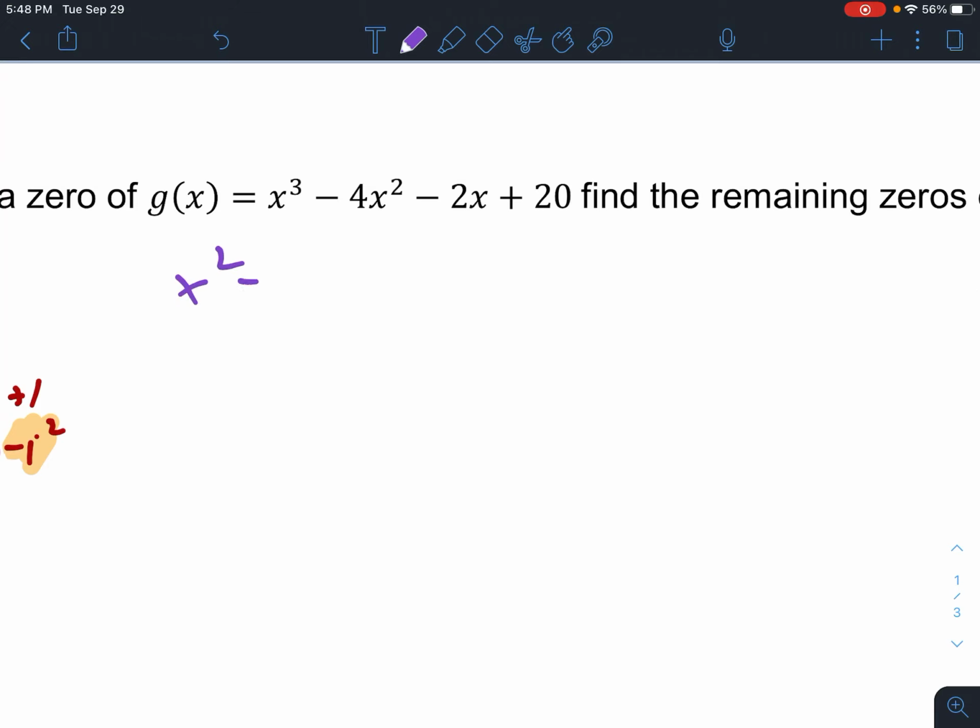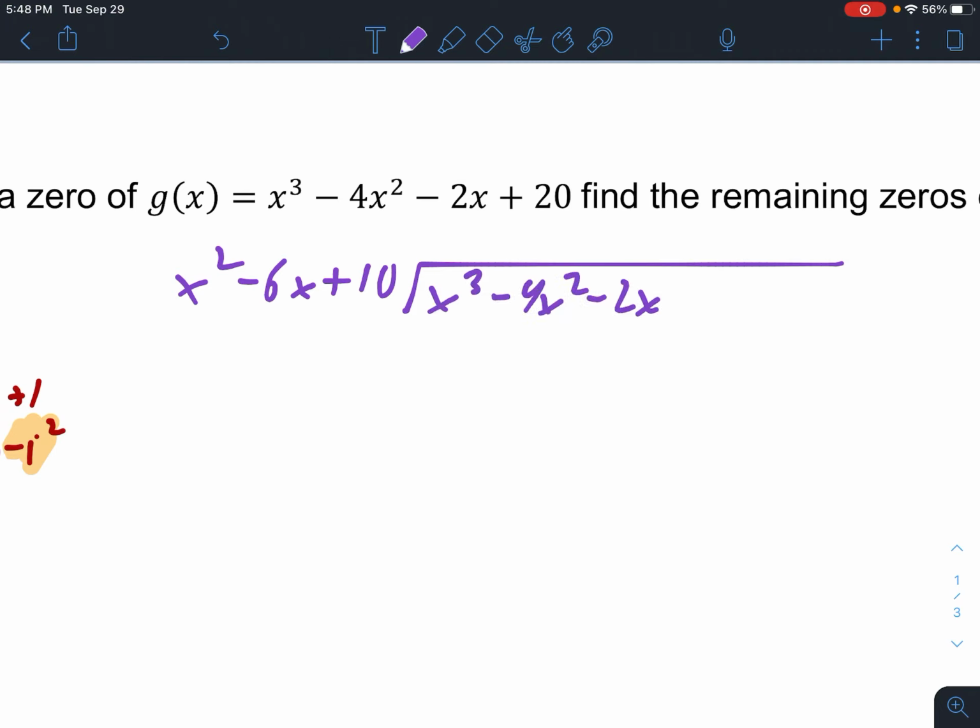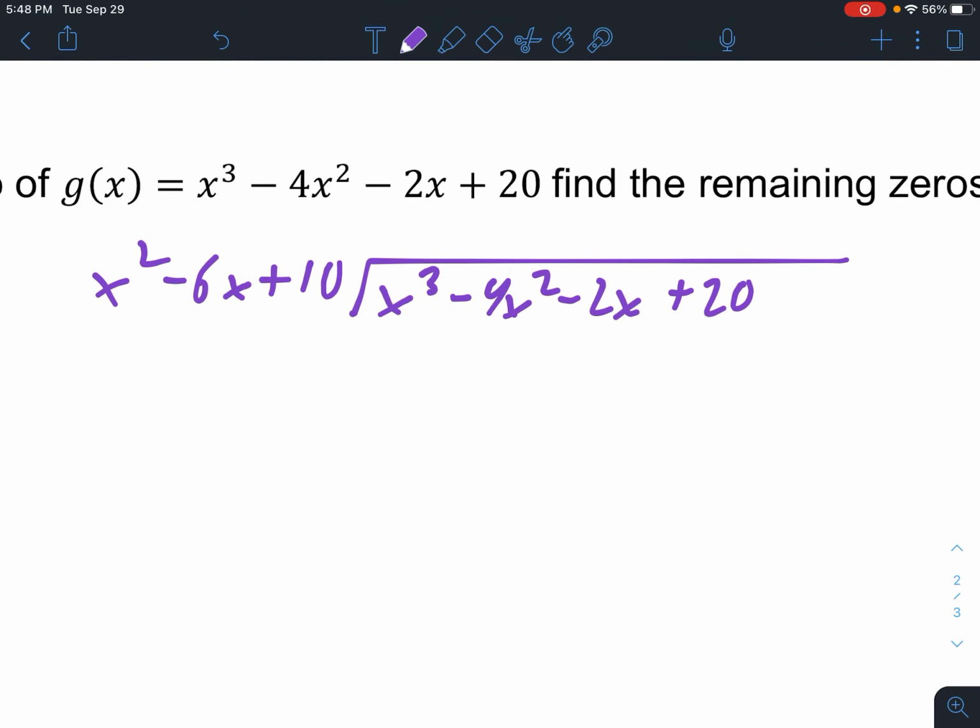So x squared minus 6x plus 10 will go into g of x. x cubed over x squared is x.